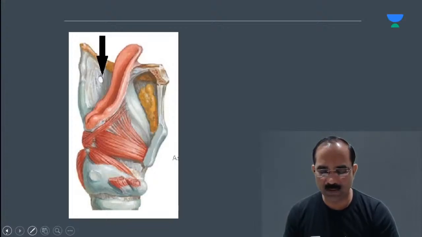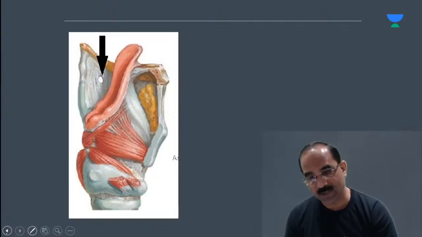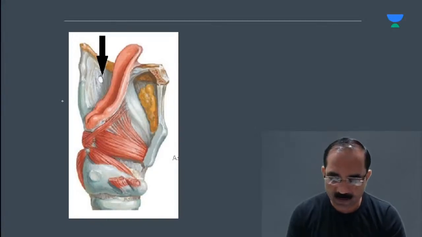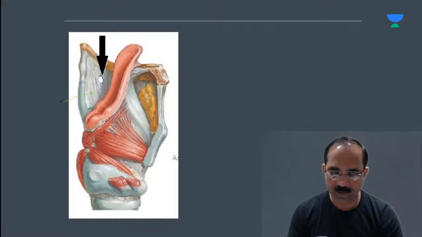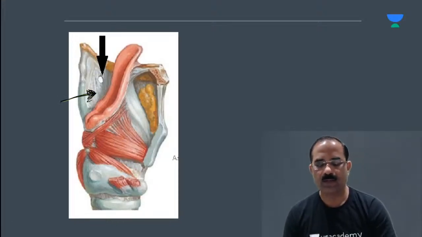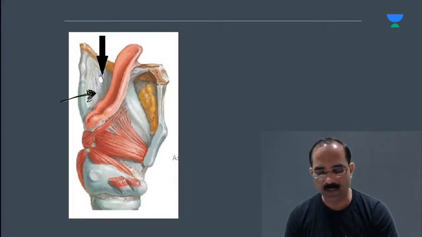Entry of internal laryngeal nerve. Very good. That's the entry of internal laryngeal nerve. And what is the structure which the internal laryngeal nerve is piercing? The thyrohyoid membrane. Very nice.